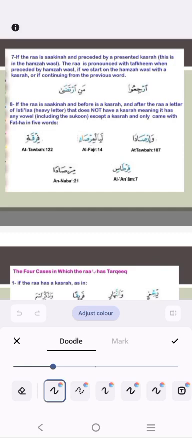Irji'u, ir. We are starting with Hamzatul Wasl. Irji'u and manir tada. Heavy, we are making this ra.